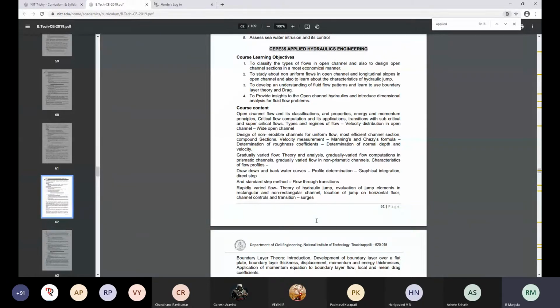Then rapidly varied flow is a variation of depth over a short period of time as well as over a short distance. So this is called rapidly varied flow, for example the hydraulic jump. When there is a dam and you open the shutter on the hydraulic structure, you can see a sudden jump in the flow, where the depth suddenly changes from minimum to maximum.